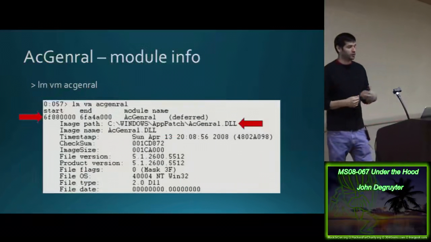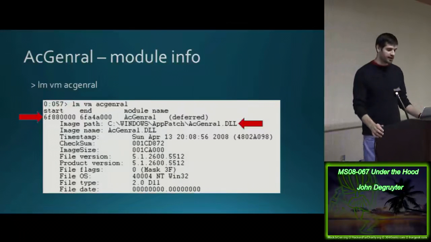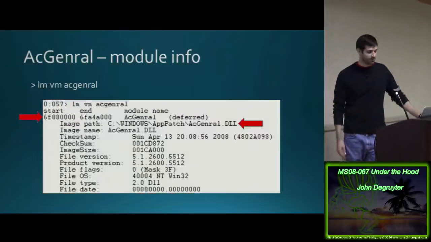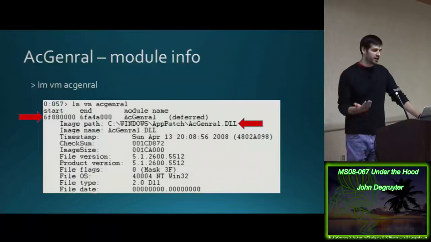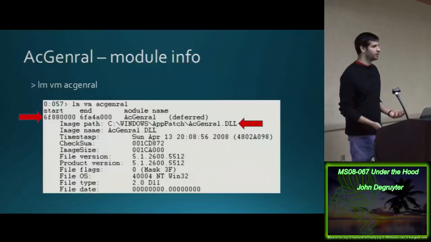So if you do LMVM AC General module, you get some information about it. Again, you have the start address and end address, and you also have acgeneral.dll, and it shows you the exact path. That's useful because sometimes you may have DLLs in other directories with the same name, but this actually specifies which one you're using. So what else can you do with that file name?